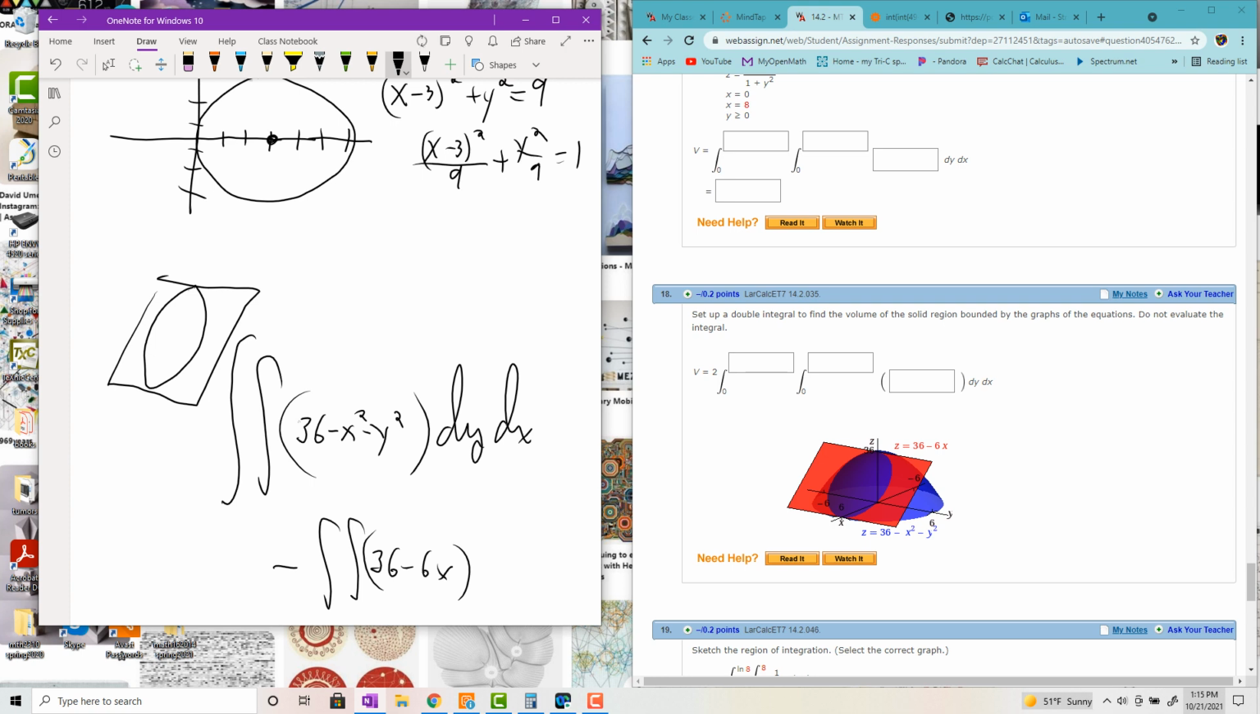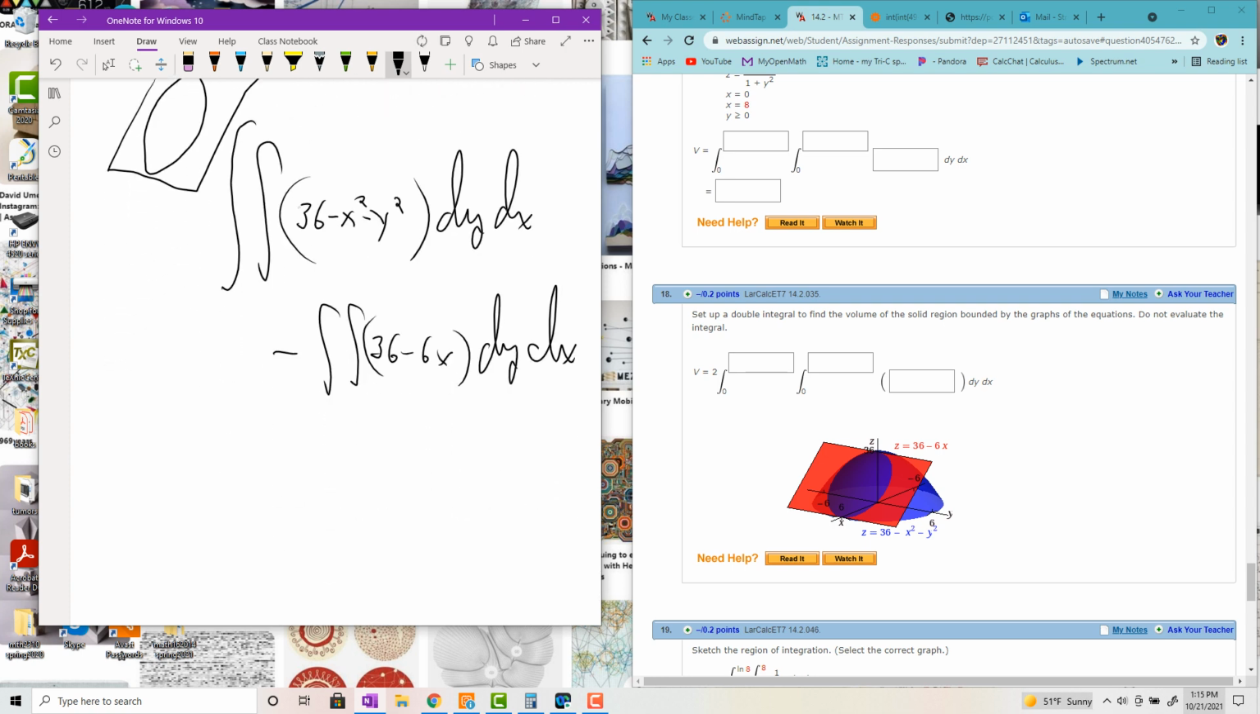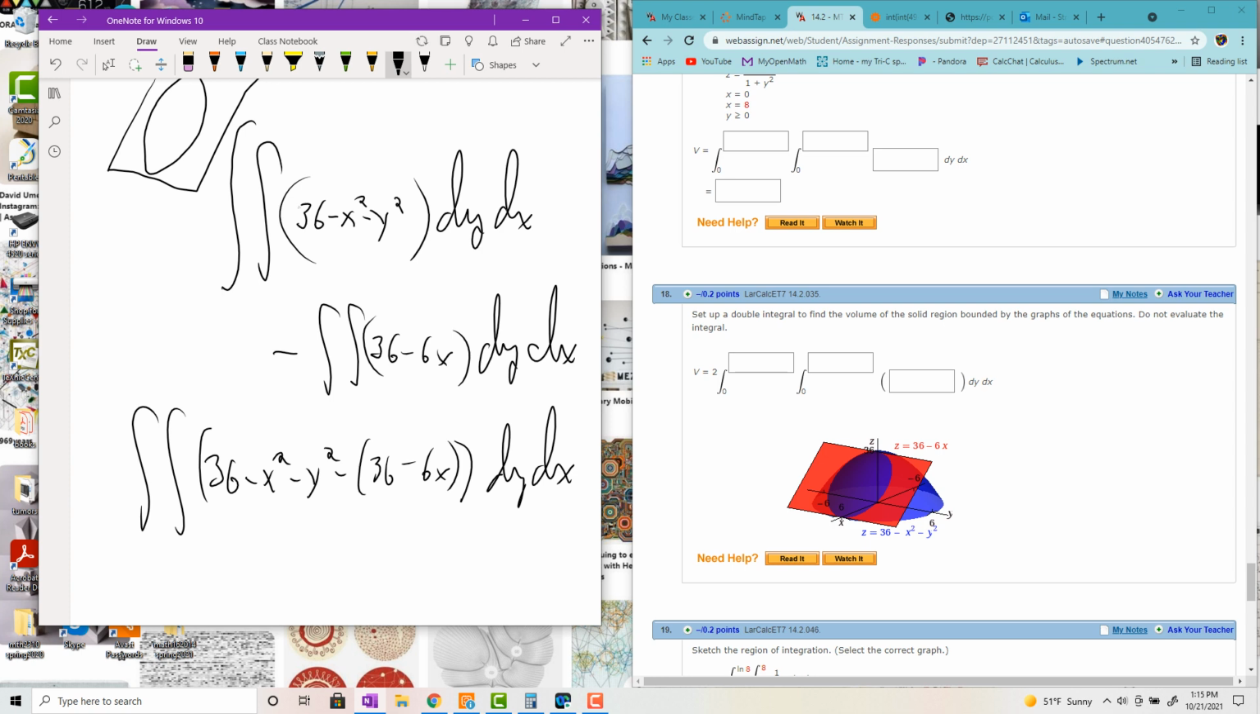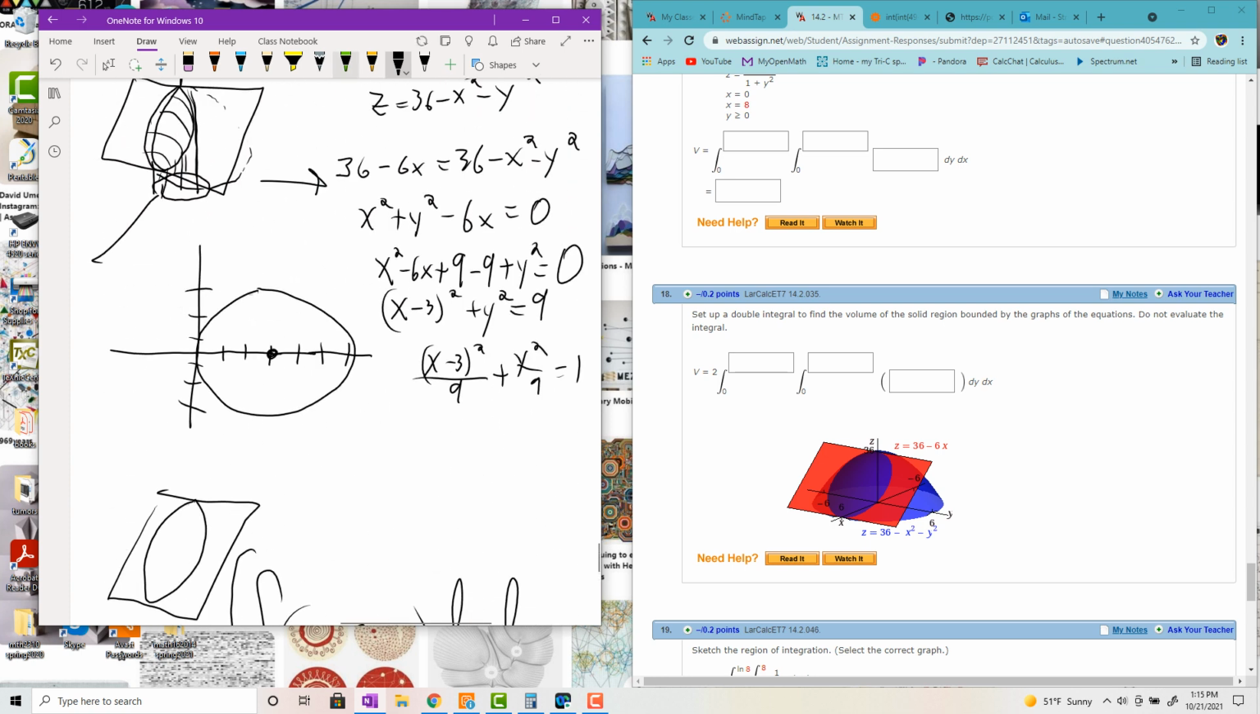Let's do the standard orientation, dy dx. So your double integral is going to be 36 minus x squared minus y squared, minus the 36 minus 6x, and then you got your dy dx, and then our region that we're integrating over, dy first.